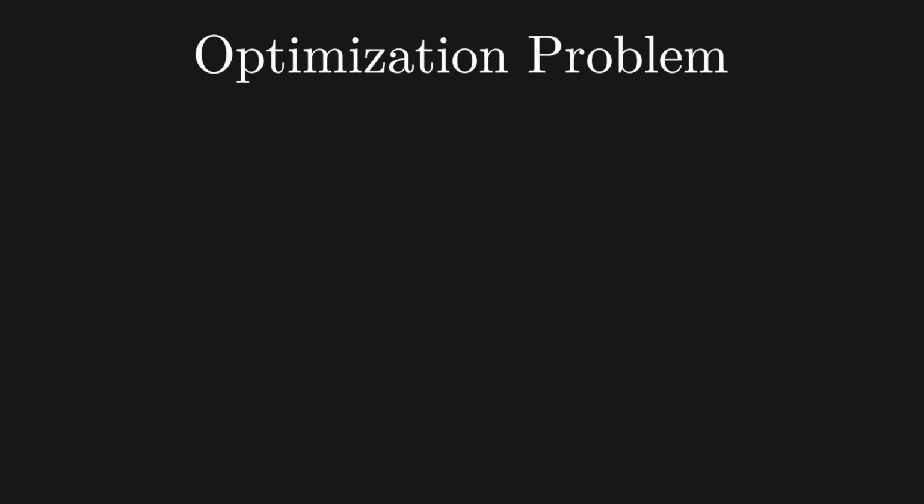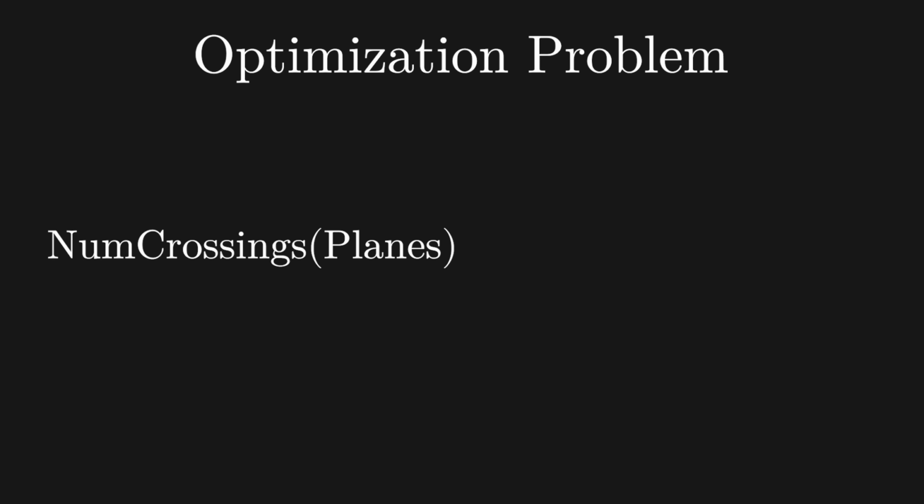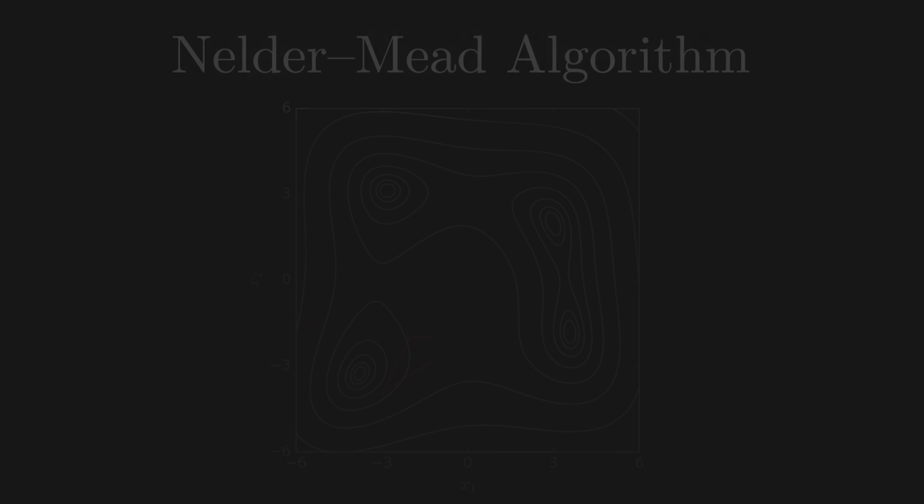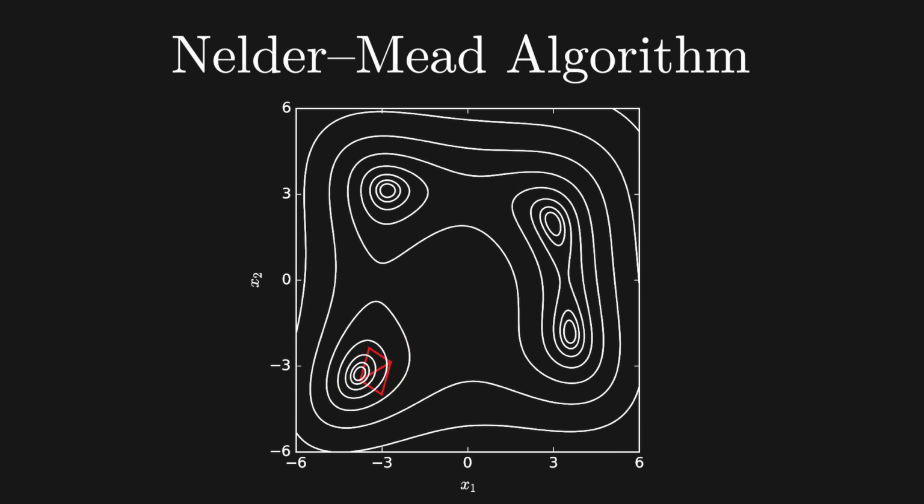So the next idea was to turn the crossing number into an objective function and minimize it using derivative-free optimization, like the Nelder-Mead algorithm. It's a lot slower, but it does produce better results. It dropped the crossing number down to 10, and then 8, and then 7, and 6. It feels so close now.